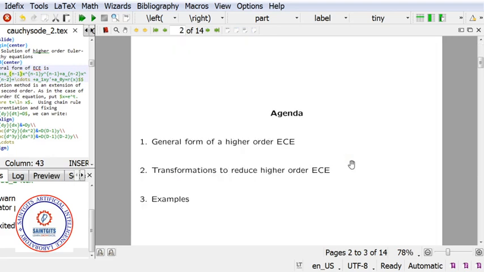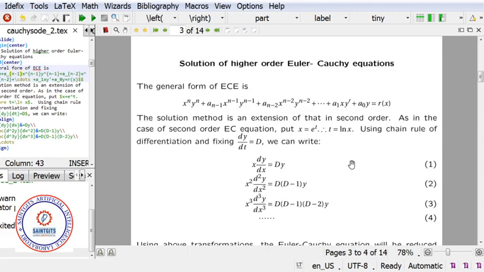Today's agenda: the general form of the higher order Euler Cauchy equation, transformations to reduce the higher order Euler Cauchy equation into an ordinary differential equation, and some examples.